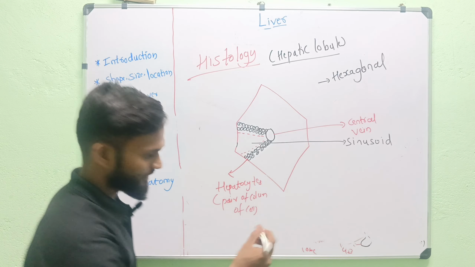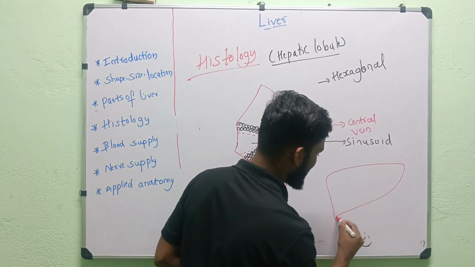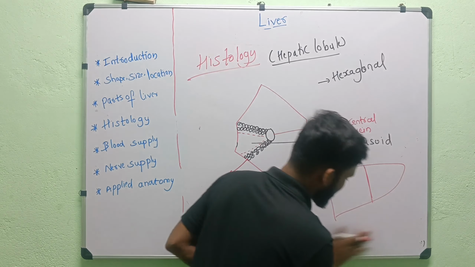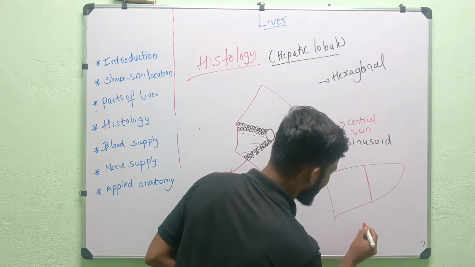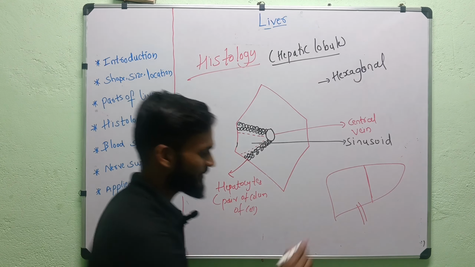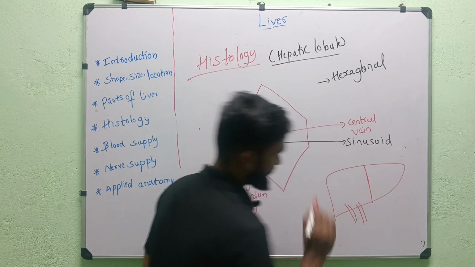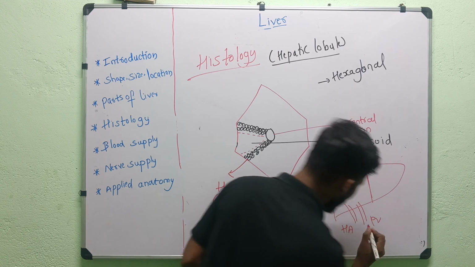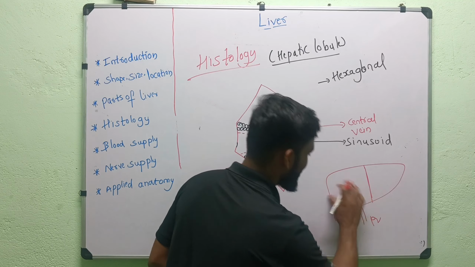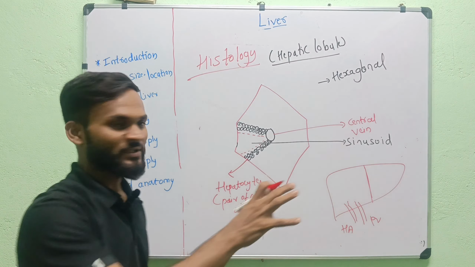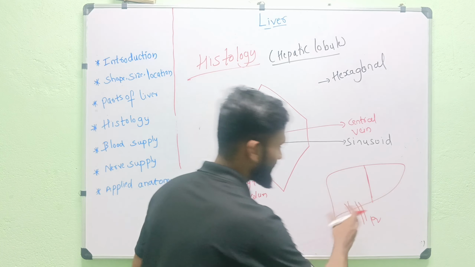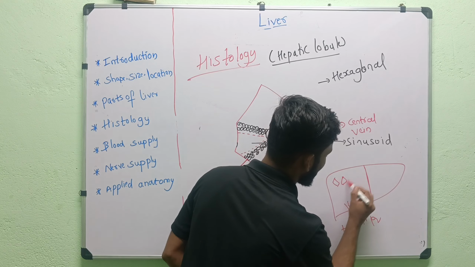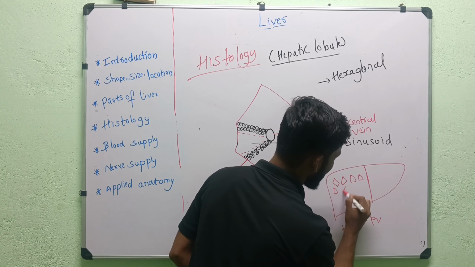Then this is your liver. Two blood vessels enter into your liver: one is your portal vein, another is your hepatic artery. As we discussed previously, the liver is made up of lobules. The hepatic lobule is a structural and functional unit. A group of lobules forms your liver, like this.